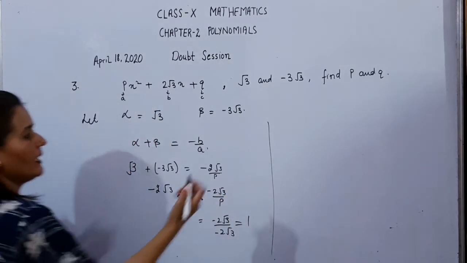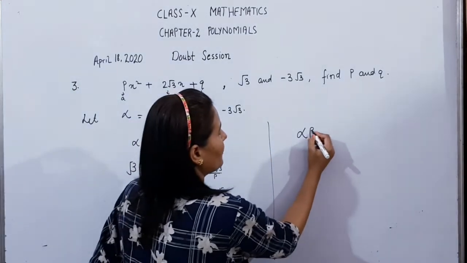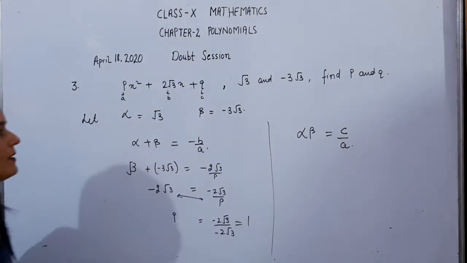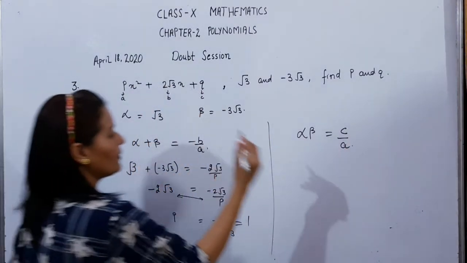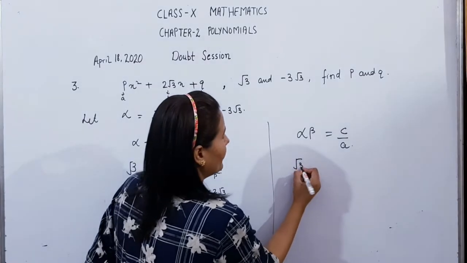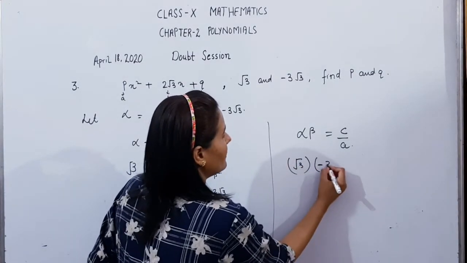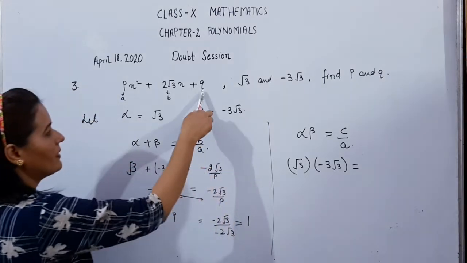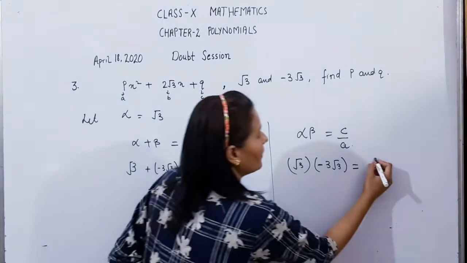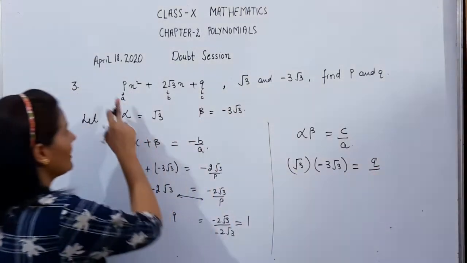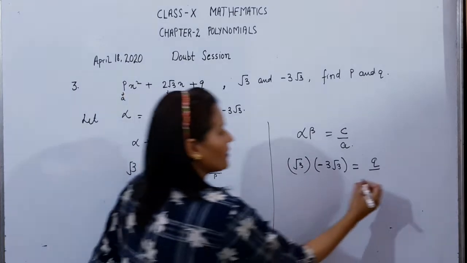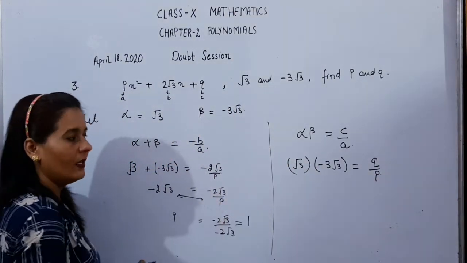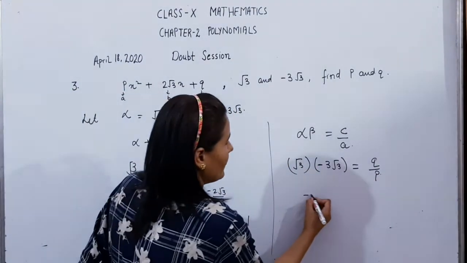Now the other relationship was alpha into beta equals c upon a. It means we need to multiply these two zeros. Root 3 into minus 3 root 3 will be equal to c upon a. c is q, a is p. Okay. So now you can put the value of p as 1. Clear? So what is it?